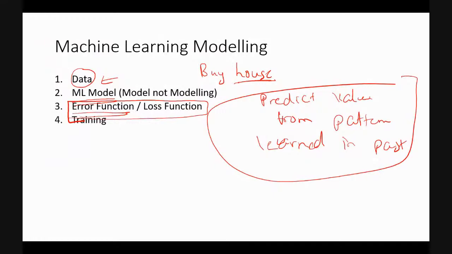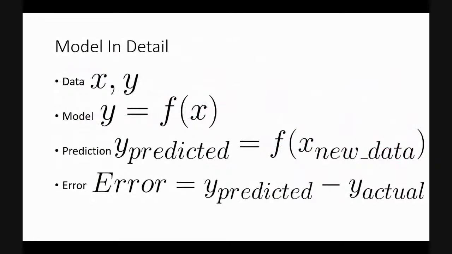So in maths terms, it looks like this. Let me just directly jump here. In mathematical terms, the input data is X, and the value to be predicted is Y. The model which we choose is like Y is equal to f(x). So this is my chosen model.